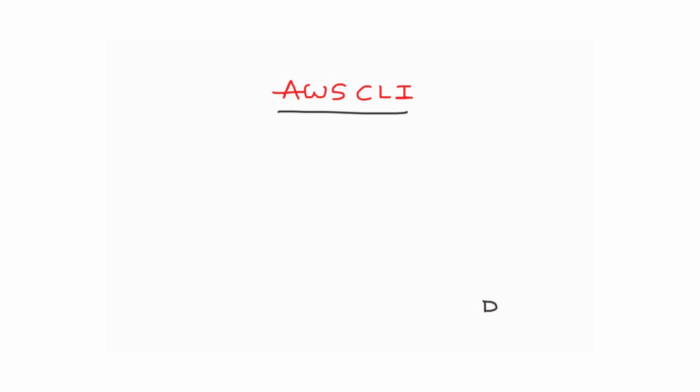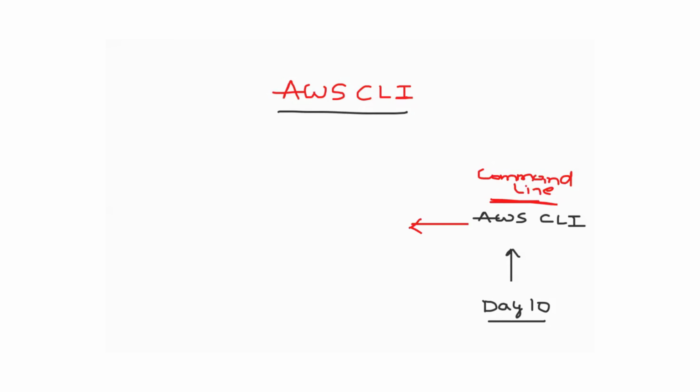Today is day 10 of the AWS Zero to Hero series, and in this video we will explore and deep dive into the concept of AWS CLI. That means command line interface. So what is this command line interface and what problem is it going to solve? This is what we are going to learn today, and we will also do a practical. I'll show you how to install this AWS CLI on your personal machine, and using this CLI we will perform a practical demo as well. So please watch this video till the end so that you master the concept of AWS CLI.